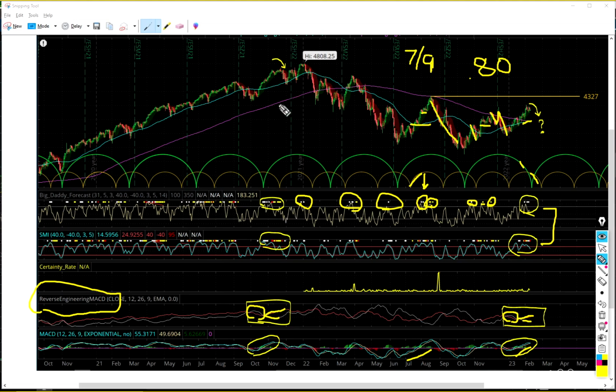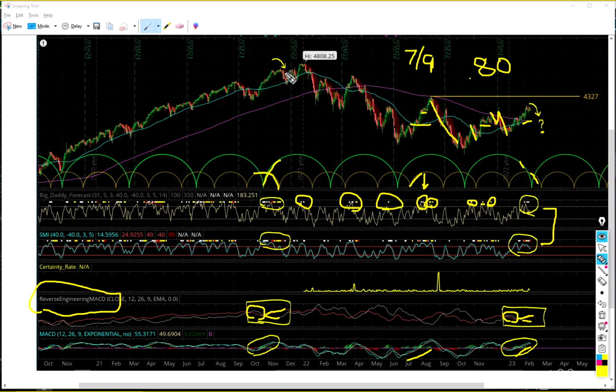So that's another point to look at. Let's look at this little cycle right here, this little yellow one back here. It's just after the beginning of the big green cycle. So let's look at that. That's where the big pullback happened.